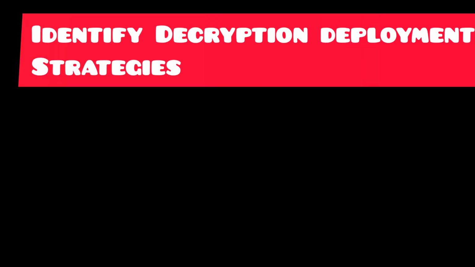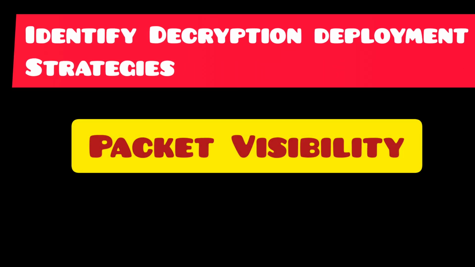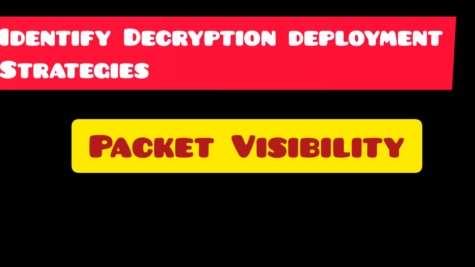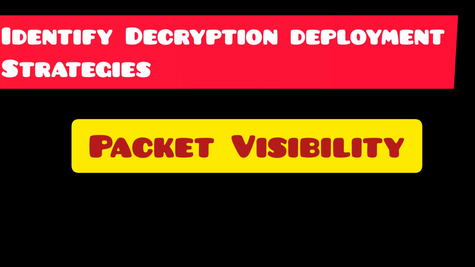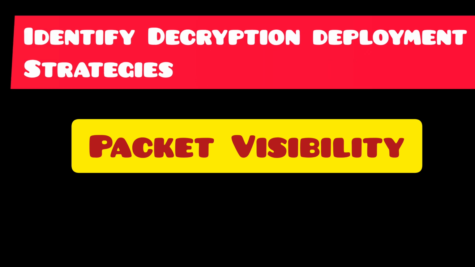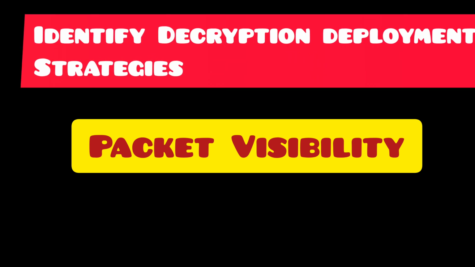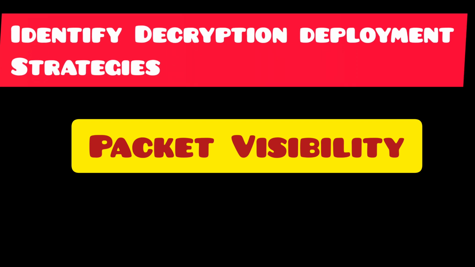Now let's move to another topic, which is identity, decryption and deployment strategies. Let's start with packet visibility. The use of encryption for all network applications is growing at a rapid rate. When traffic is encrypted, the Palo Alto Networks firewall loses visibility into the packet contents, thus making Content-ID impossible.